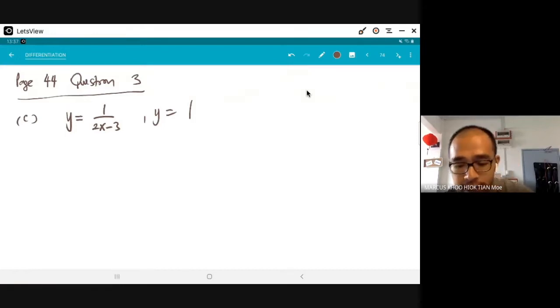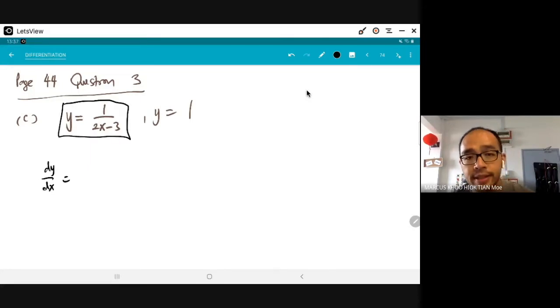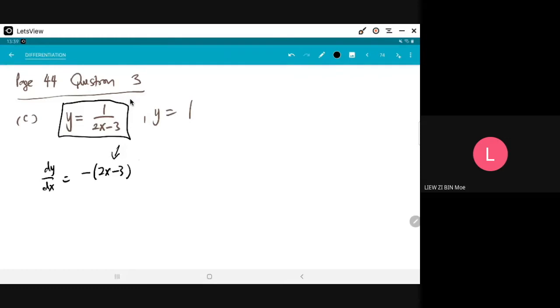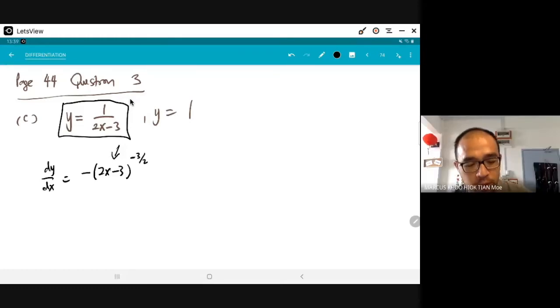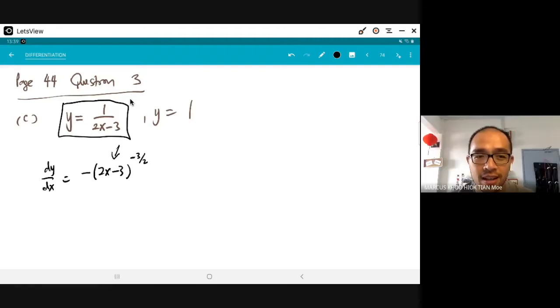But if we follow the same step, let's follow the same step. We find dy dx first. Okay, I give you 1 minute to find this dy dx. If this is the y, find the dy dx first. Differentiate this. Negative 2x minus 3, and a power negative 3 over 2. Oh, okay. Power negative 3 over 2. Okay. Is this what you mean? Yeah. Okay. How about the rest? Do you all agree with this?